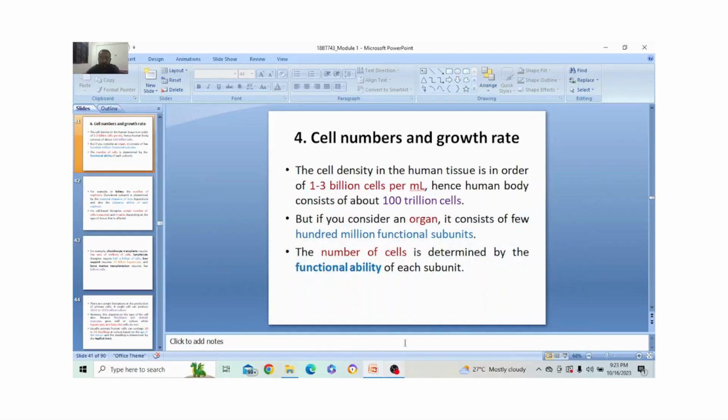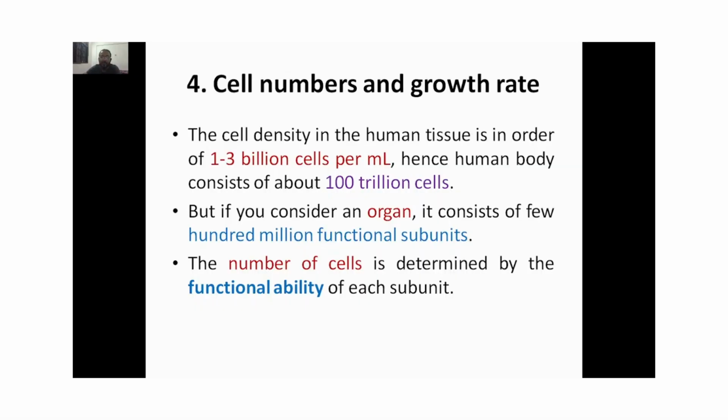Let's get started. Hello everyone, welcome to my YouTube channel. So today we are going to discuss cell numbers and growth rate. Now we know how the cells can be used as therapeutic agents. Before we use the cells for a therapeutic agent, we must know whether the required number of cells are present and whether the growth rate is matching in order to get the desired tissue.